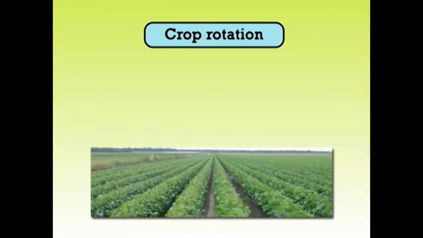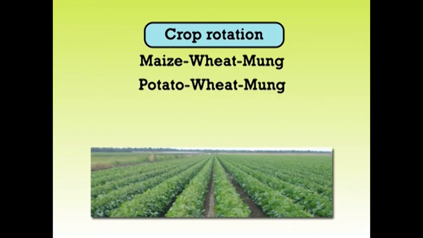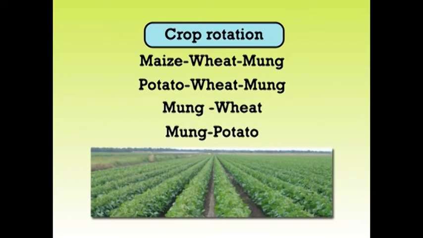Important crop rotation practices include maize followed by wheat and then mung bean; potato followed by wheat and then mung; mung followed by wheat; and mung followed by potato.